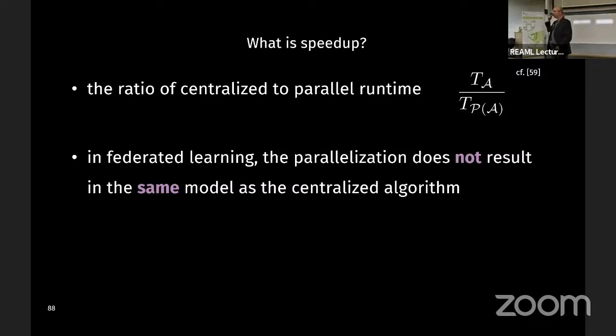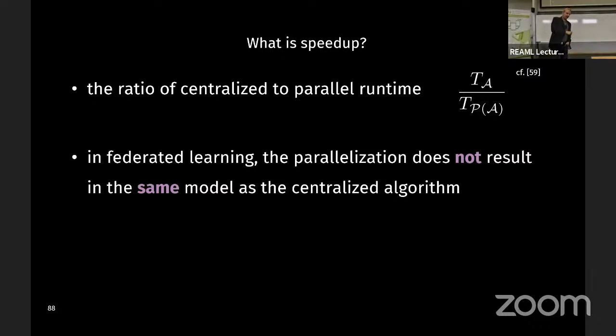Now, let me go to this one topic that is a bit under the rug, which is speed up. So how is it defined? It usually is defined as the runtime of my centralized algorithm divided by the runtime of my parallel algorithm. If I have a speed up of 2, it means my parallel algorithm is 2 times as fast as my central algorithm. And usually this is measured in how many clients you invest. So typically the best speed up you can have is linear. If you have twice as many clients, the speed up is doubled.